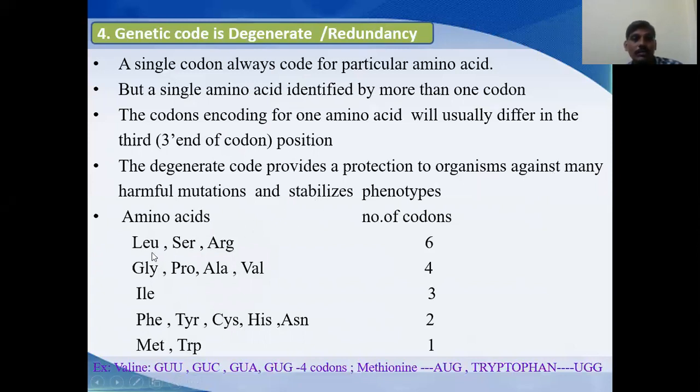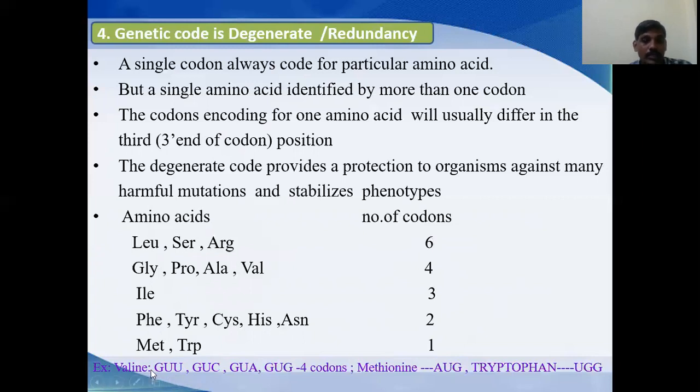So the code is degenerate. Good examples are leucine, serine, and arginine, which have 6 codons. Glycine, proline, alanine, and valine have 4 codons. Isoleucine has 3 codons. Phenylalanine, tyrosine, cysteine, histidine, and asparagine have 2 codons. But in the codon dictionary, two amino acids have only 1 codon: methionine and tryptophan. We call these synonymous codons: if an amino acid is identified by more than one codon, those codons are called synonymous codons.